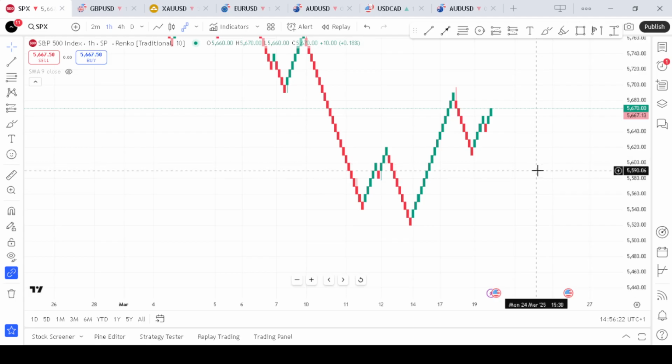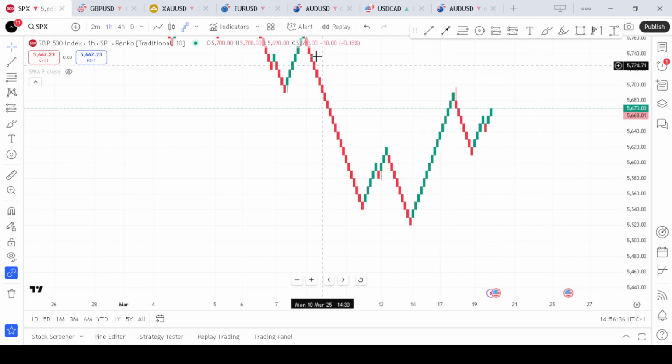Each brick represents a significant price movement, green or red, that signifies either an upward movement or a downward movement. In the case of green, it signifies an upward movement. Then in terms of red, it signifies a downward movement. So let's see how we can trade using the Renko chart successfully.